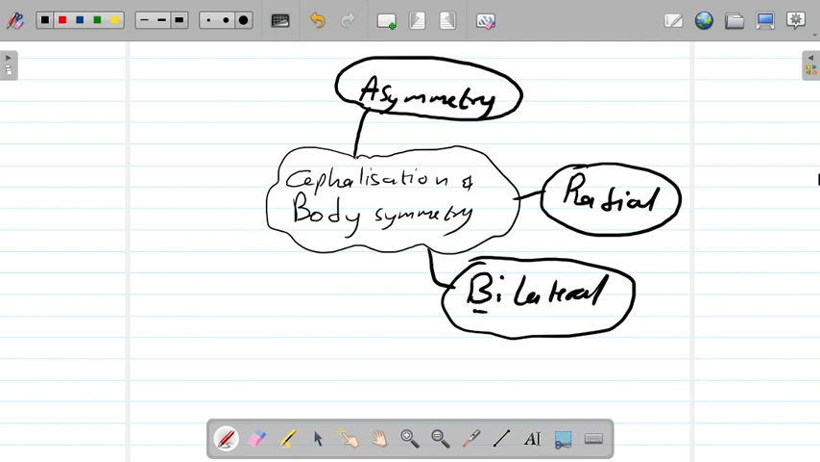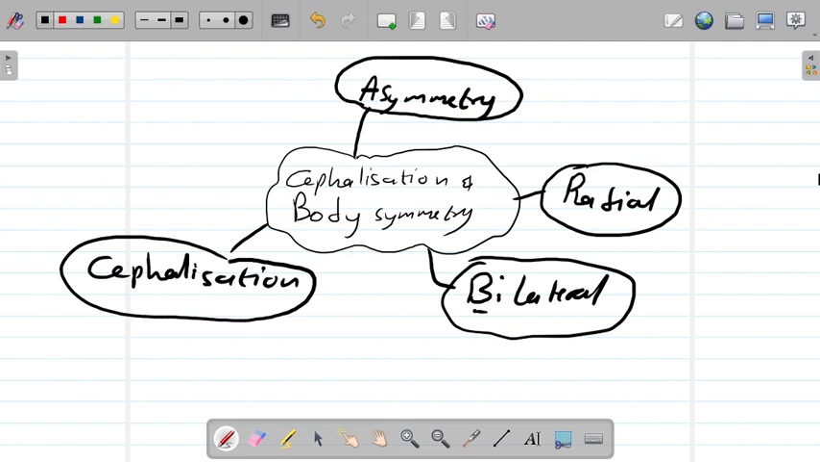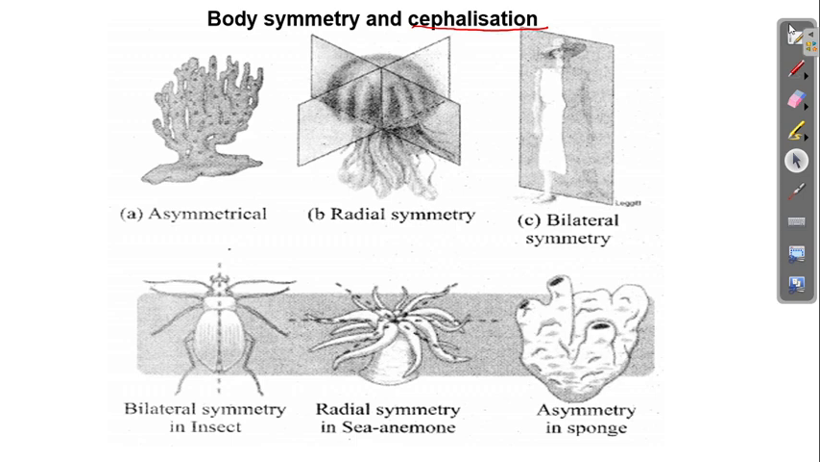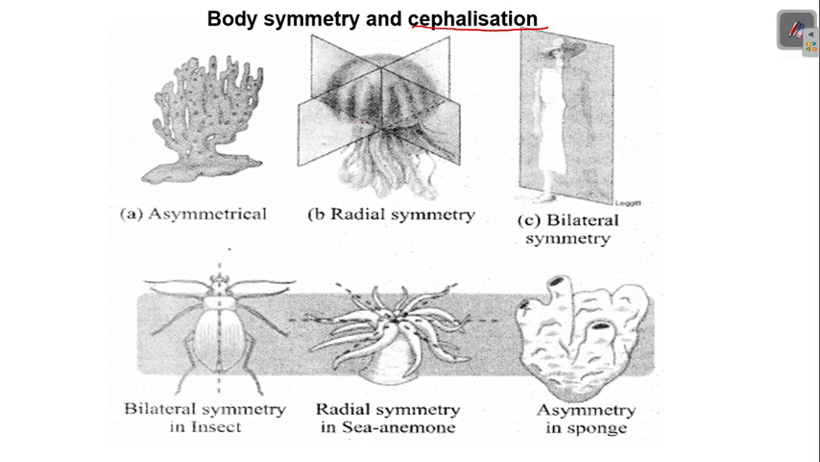Obviously, we're going to be looking at what cephalization really is. But we already know what cephalization is. Basically, if you have an organism and most of its sense organs, for example, are concentrated at the anterior end, which is the front, the top part of the organism, that is cephalization. All right. Good.